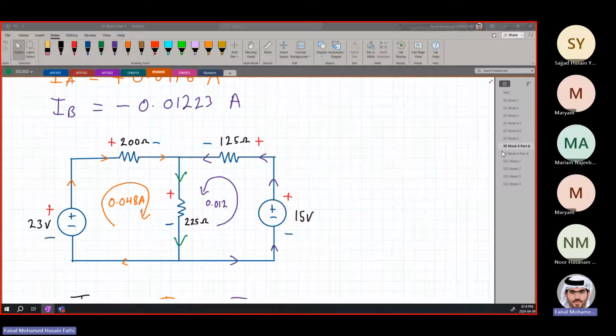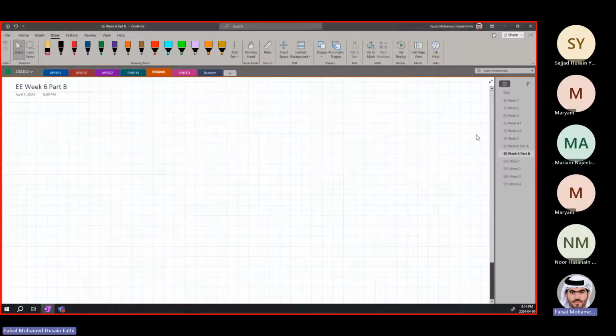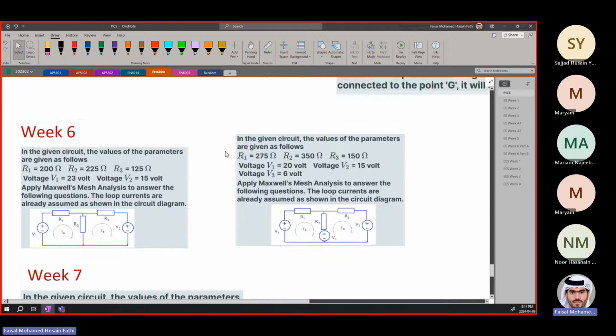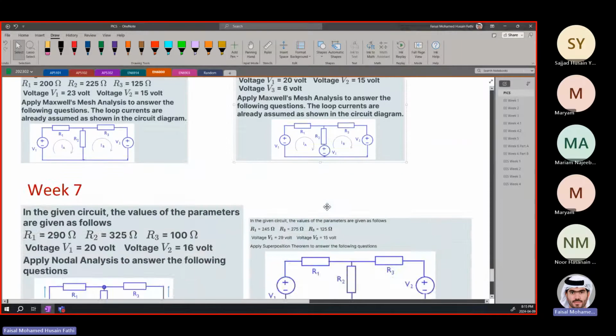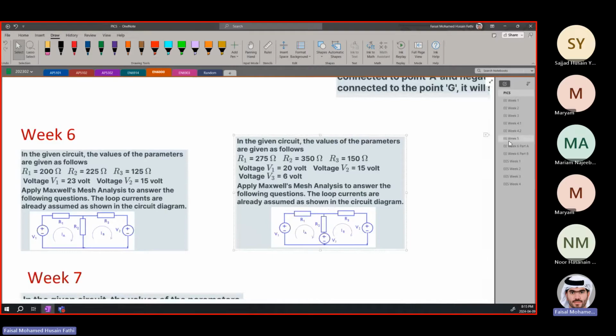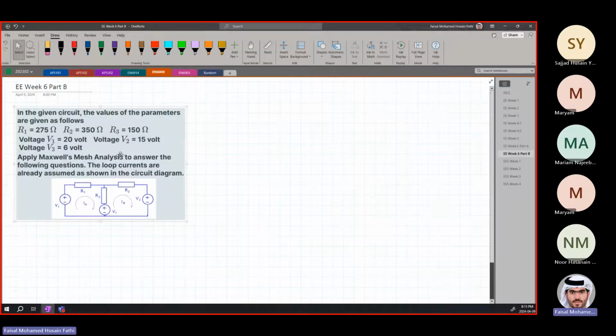Now, let us do one more example for mesh, before we move on to nodal. So let's do this question now. Week 6, part B.